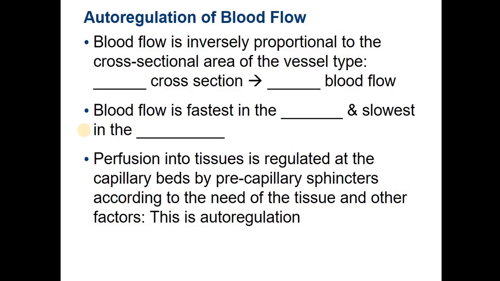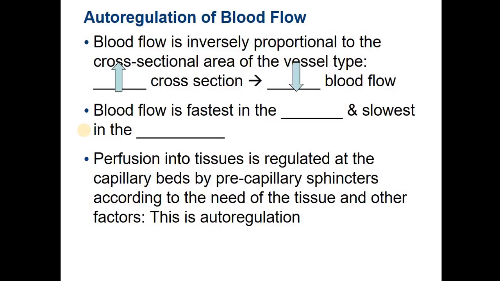Now, autoregulation of blood flow. Here, you'll see that blood flow is inversely proportional to the cross-section area of the vessel type. So if you increase the cross-section, this will decrease blood flow. So the more crossing that I have to do, it's going to slow down the blood flow versus if I had a straight shot, in other words. And if you remember the network of the capillary bed, it has a lot of crossing going on there.